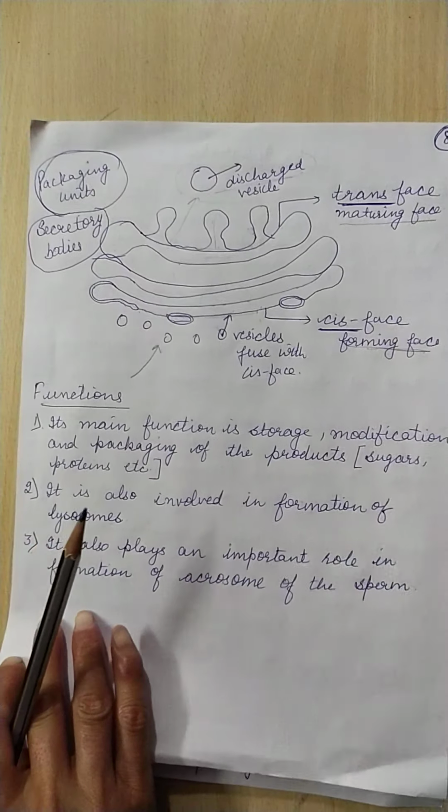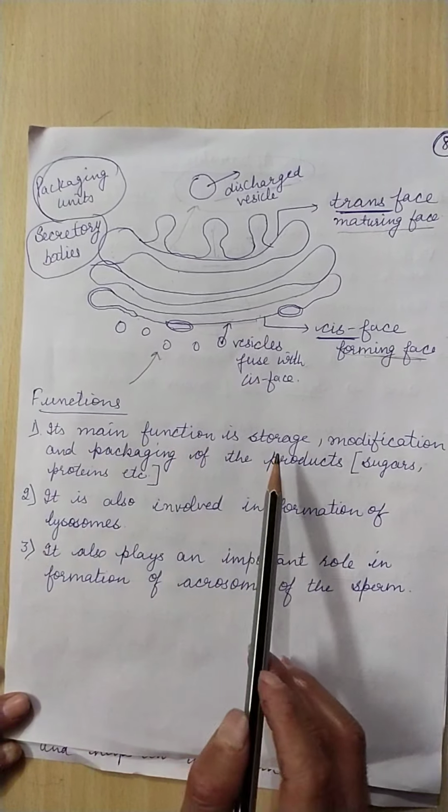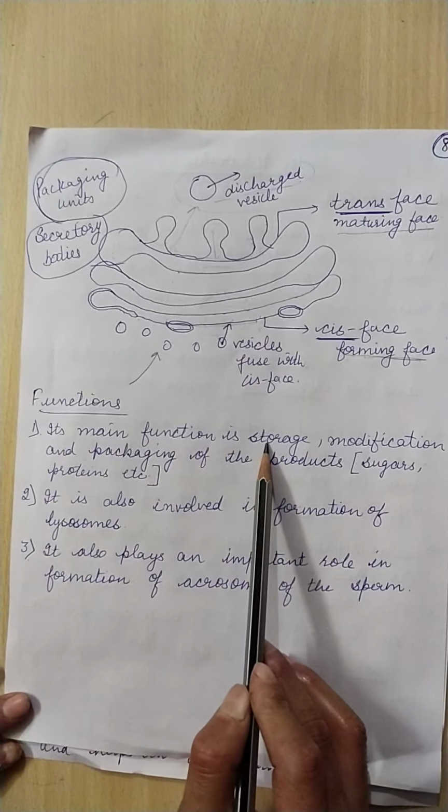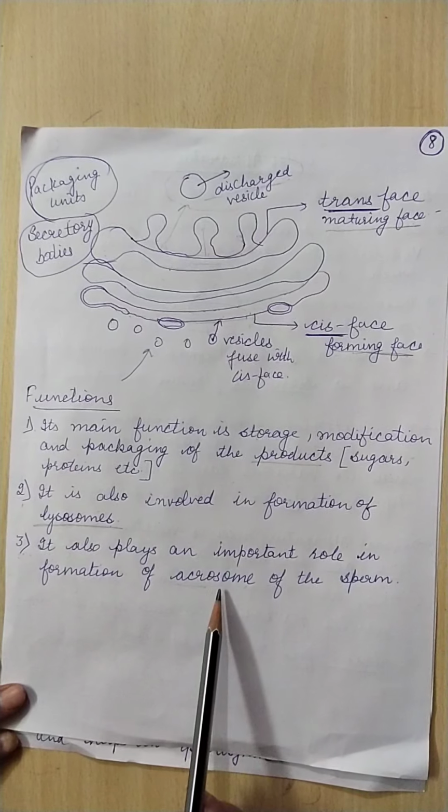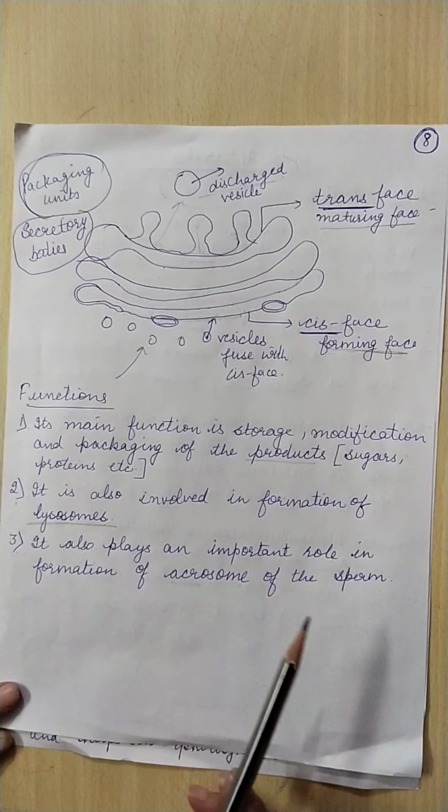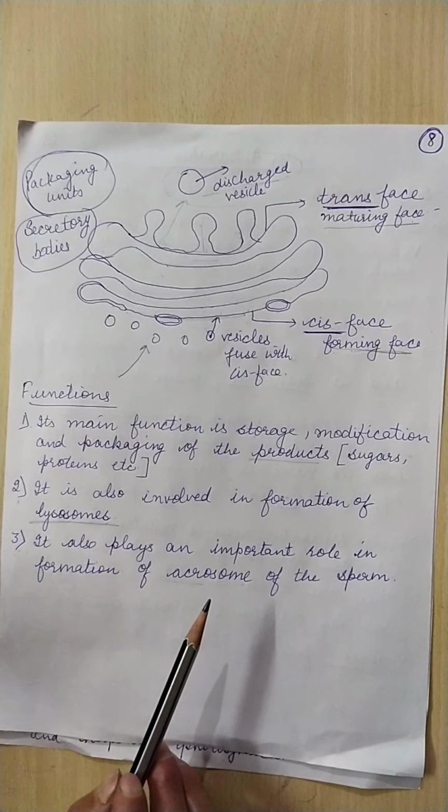So what are the functions of Golgi apparatus? Its main function is storage, modification and packaging of the products, which may be sugars, proteins, fats, etc. Moreover, it is also involved in the formation of lysosomes, which are also known as suicidal bags of the cell. And the third important function is it plays an important role in the formation of the acrosome of the sperm. The sperms have a pointed head. In the head part, the acrosome is there, which is formed from the Golgi apparatus only. These are the functions of the Golgi apparatus.